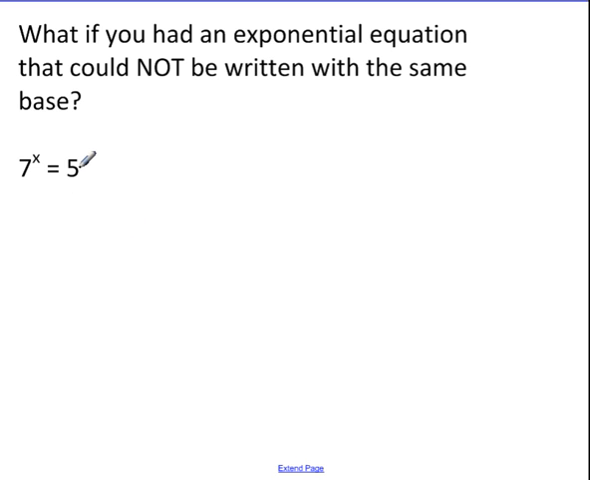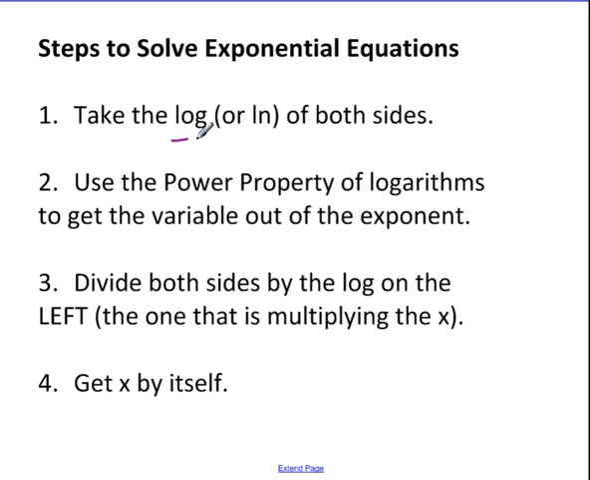7 to what power makes a 5? Who knows? It's a disgusting little decimal, I'm sure, right? Because it got smaller. But what is it? I don't know. So what we need to do is we're going to go through some steps here. We're going to log both sides. You can use log or natural log, whichever one makes you feel good.